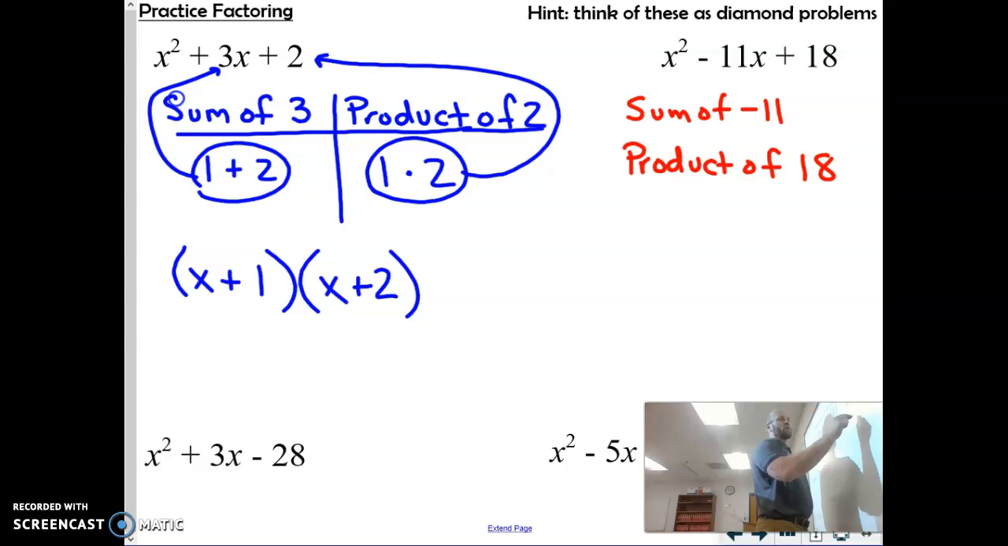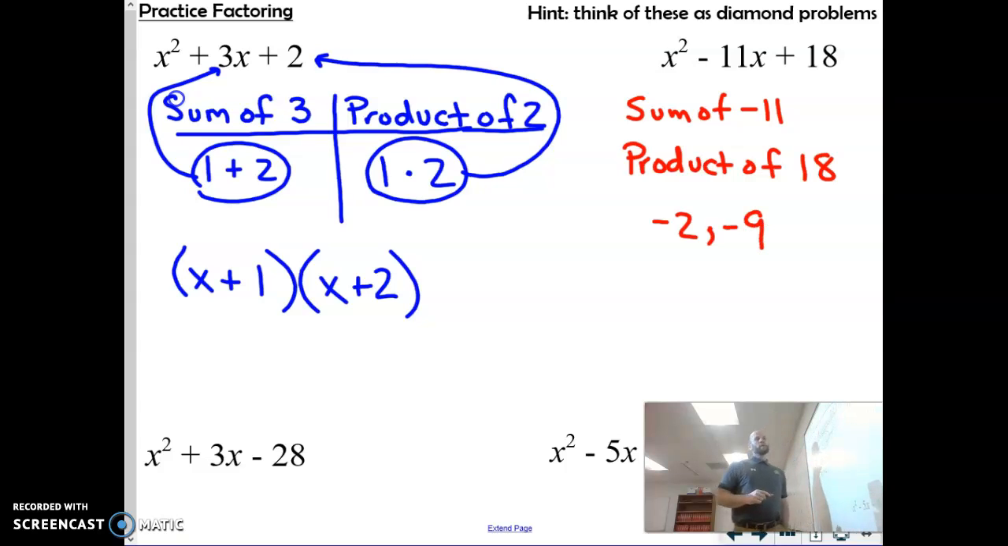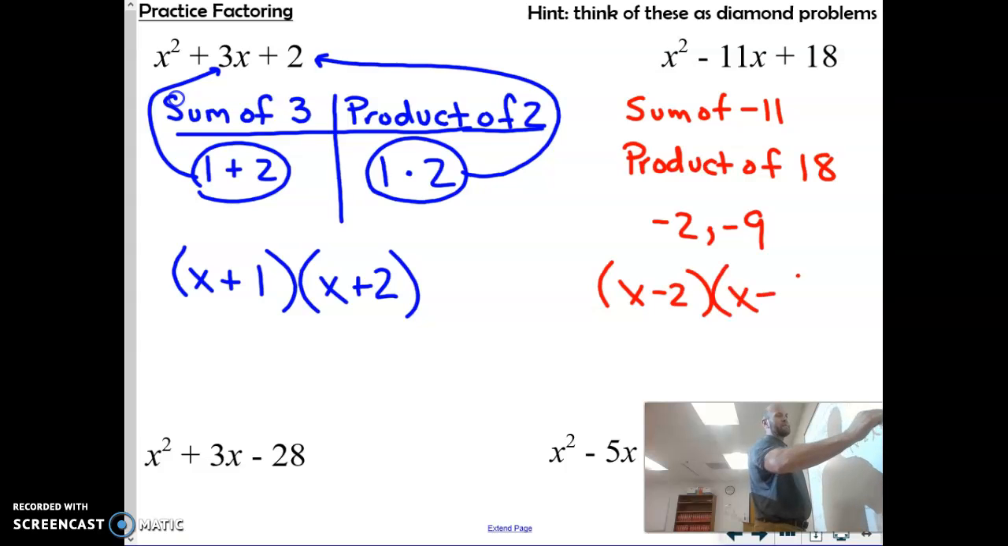The two numbers are going to be negative 2 and negative 9. In this case, if we multiply them together, negative 2 times negative 9 is 18, there's our constant, and negative 2 plus negative 9 is negative 11, there's our middle term. So with this example, what we'd have left is to write the factors. Now in this case, like we've done previously, the signs carry along with the terms themselves. So we have x minus 2 times x minus 9.